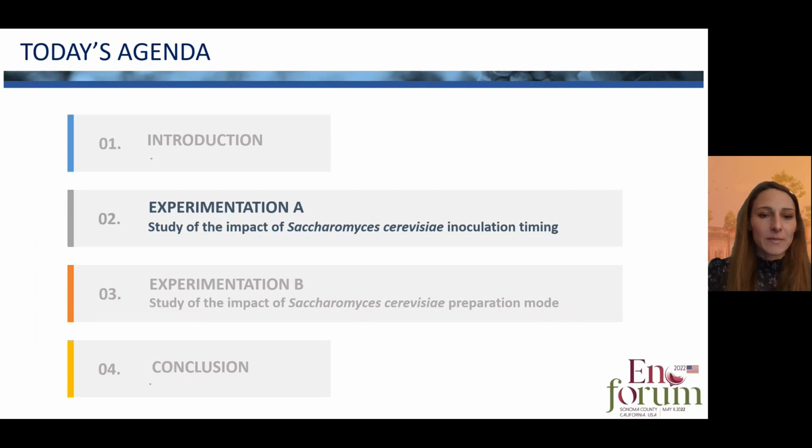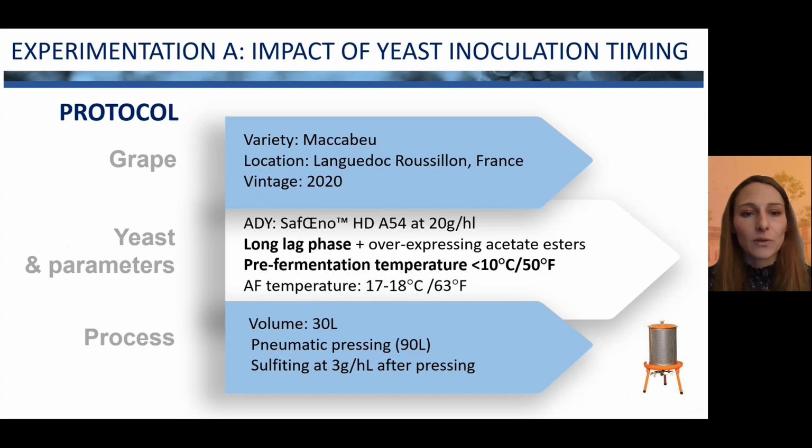So let's start with experimentation A, the impact of Saccharomyces cerevisiae inoculation timing. The main protocol: it was done in the vintage 2020 in Languedoc-Roussillon, France. It was done on Macabeo grape, and the yeast that was chosen for this experiment was Safeno HDA54, which comes from the hybridization program of Lesaffre and Fermentis.